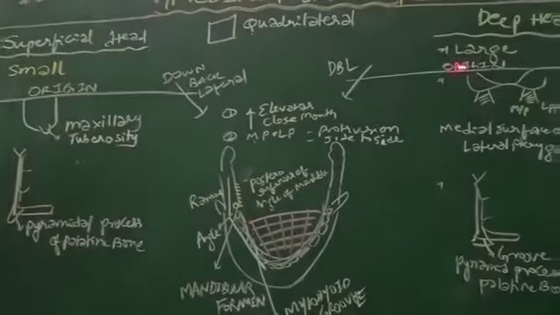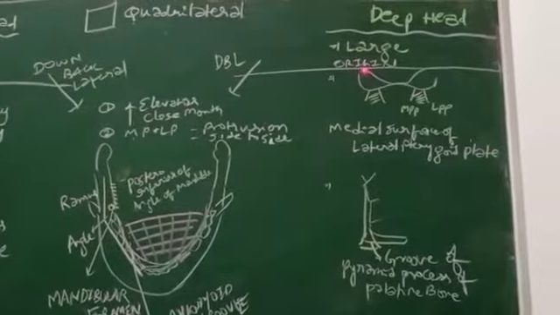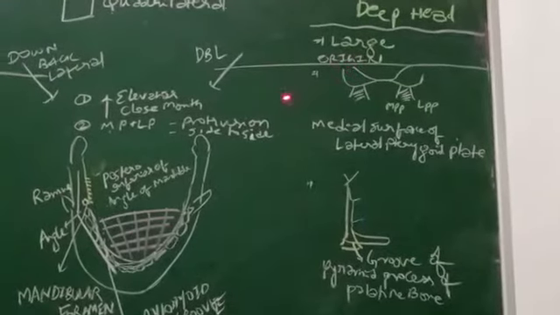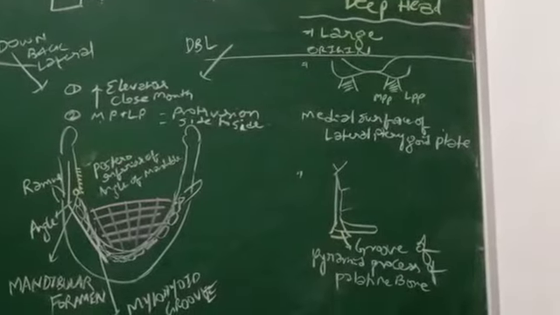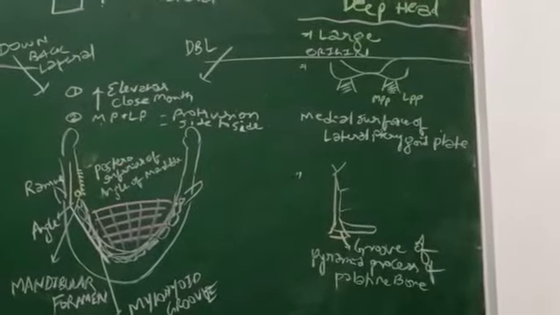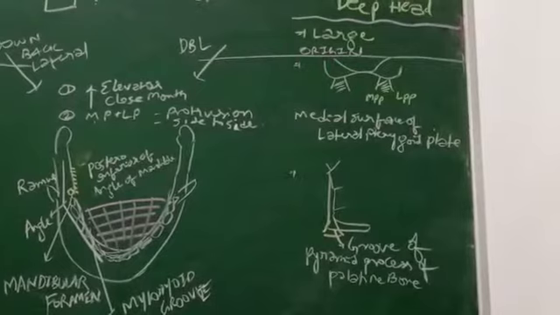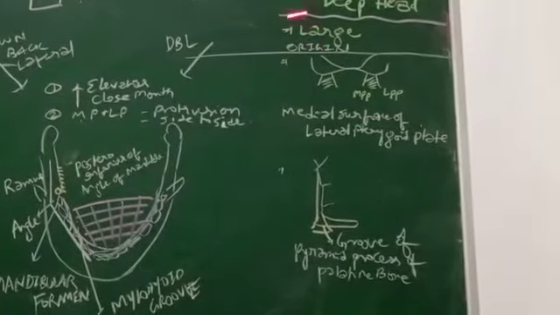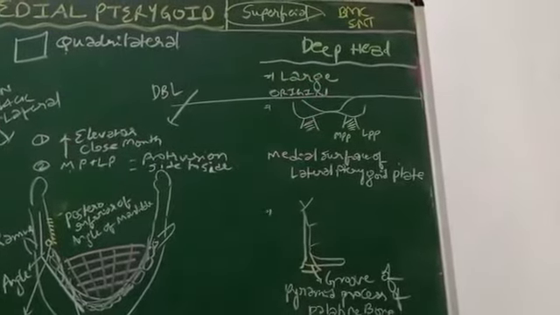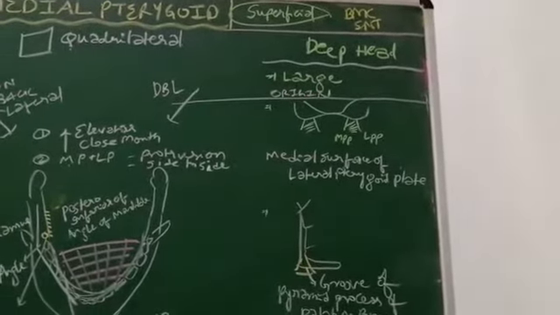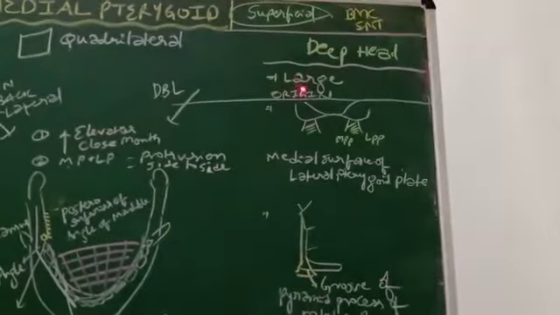Taking the larger head, the origin, in the lateral pterygoid you have two heads, and even in the medial pterygoid you have two heads, wherein small and large are superficial and deep in the medial pterygoid. In the lateral pterygoid they are upper and lower. So here it is small and large, superficial and deep; in the lateral pterygoid it is upper and lower.